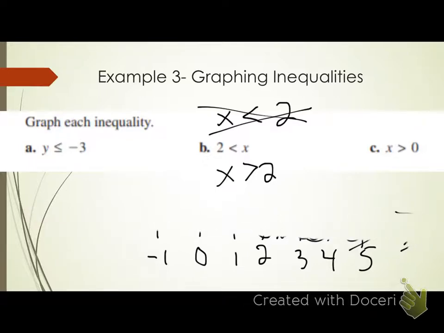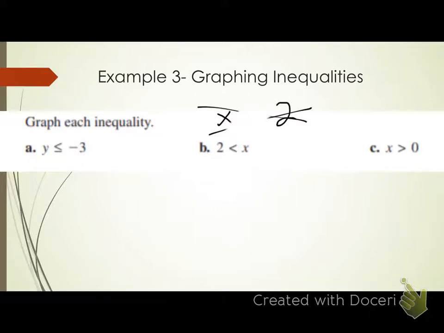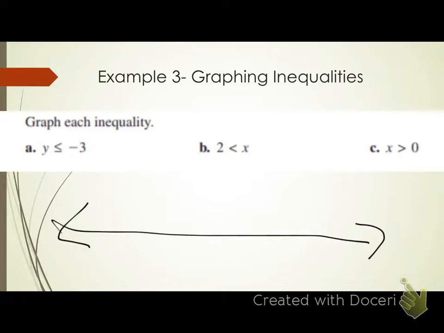And let's look at letter C. The number that I have is 0. So I want some numbers below 0, some numbers above 0.